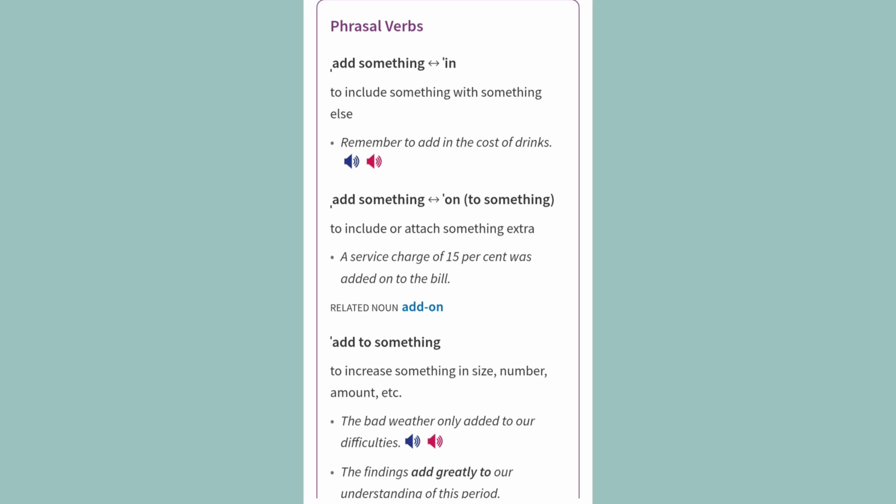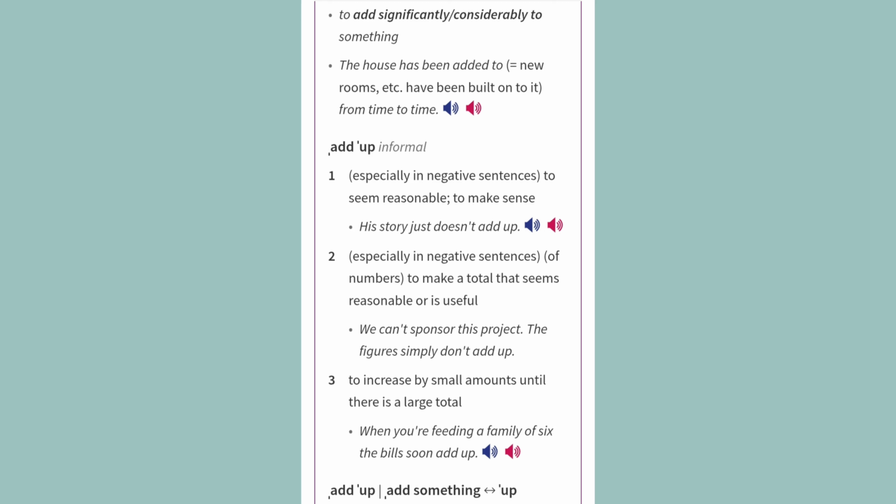Related noun: add-on. Add to something. To increase something in size, number, amount, etc. Examples. The bad weather only added to our difficulties. The findings add greatly to our understanding of this period. To add significantly, considerably to something. Example. The house has been added to, new rooms, etc. have been built onto it, from time to time.